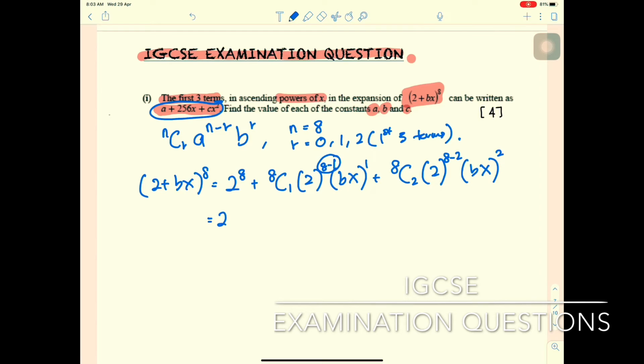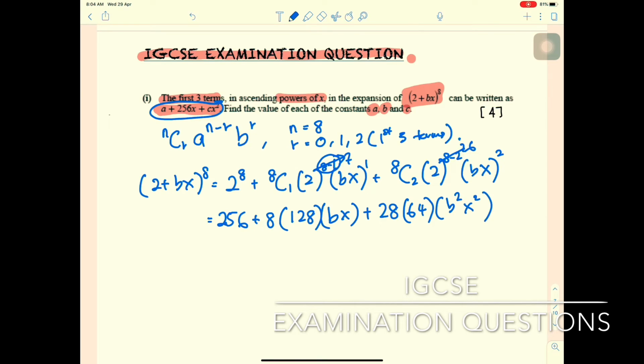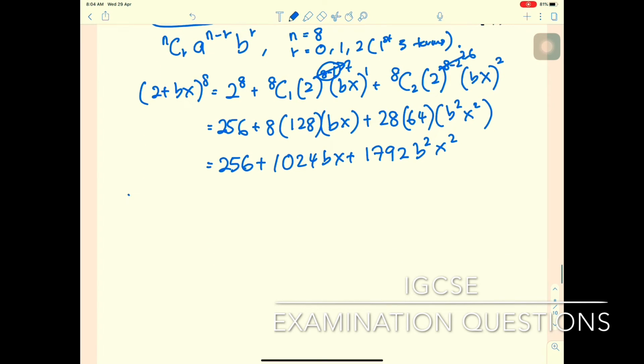So 2 power of 8 is 256, plus 8 times 2 power of 7, which is 128, times bx, plus 8C2 equals 28 times 2 power of 6, which is 64, times b squared x squared. Simplify by using your calculator, you get 256 plus 1024bx plus 1792b squared x squared, and then we equate to the first three terms.